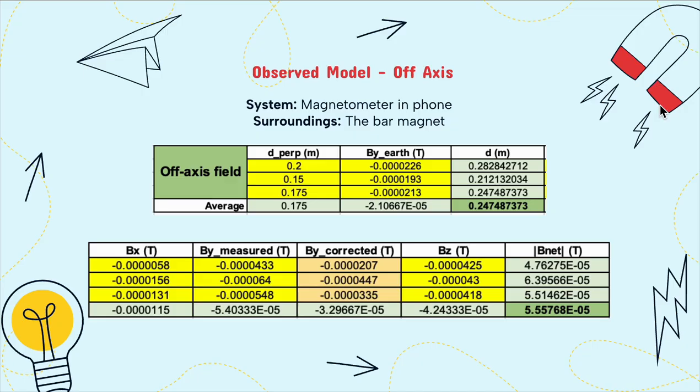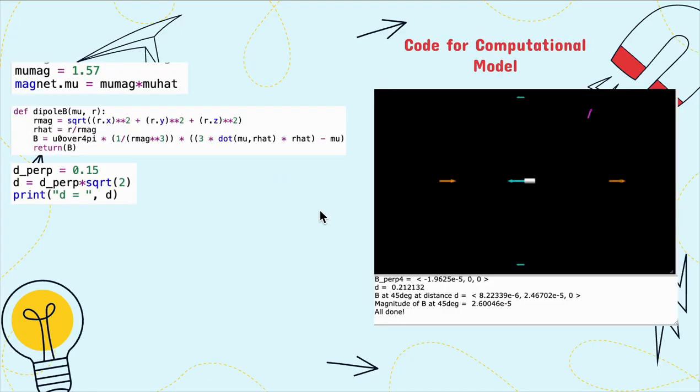We realized we were supposed to probably use the same three distances for the perpendicular axis, but we just did three different ones. But system and surroundings stay the same. For the computational model, we ended up choosing this middle point at 0.15 meters in order to do our calculations.